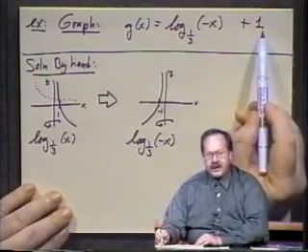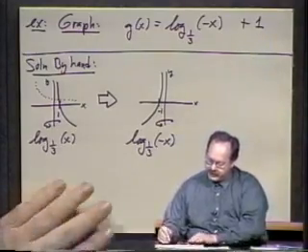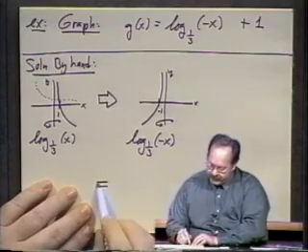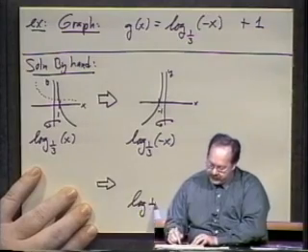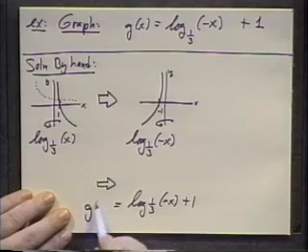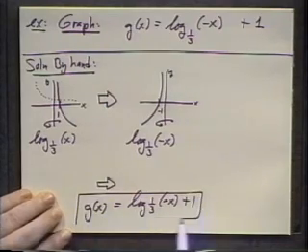Finally, we have the plus 1, and we know what that will do. That will simply shift everything up vertically. So let me move that down here. And we'll have log base 1/3 of minus x, plus 1. That's the function g of x. That's what we were trying to get to.